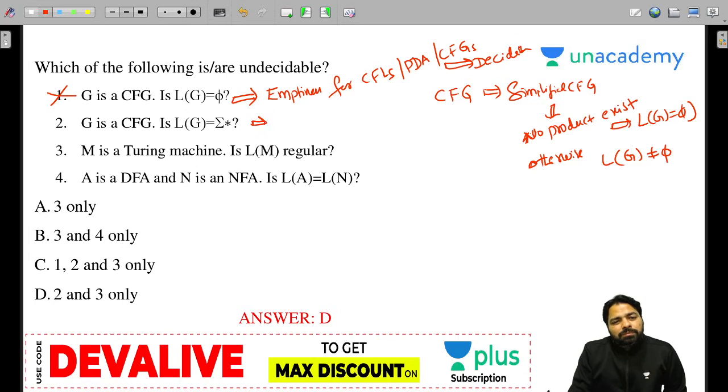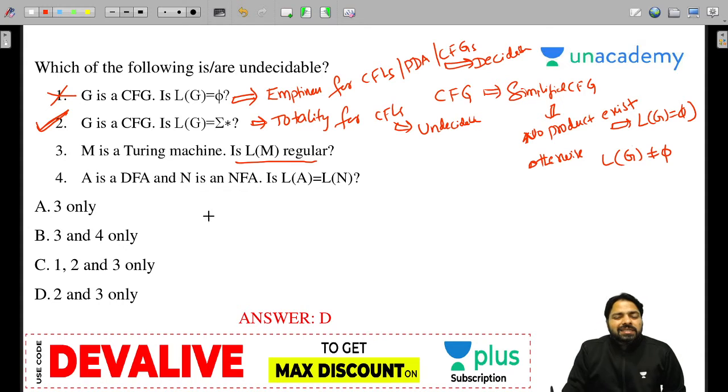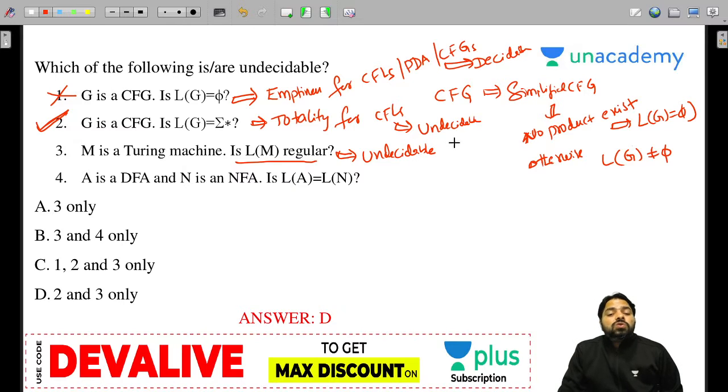And this is a totality problem. Totality problem is decidable only for DCFLs and regulars. We know that. This is undecidable. And it is given a Turing machine accepting a regular language. There is no way to prove. Undecidable. It's also not just undecidable, it is also not REL guys.